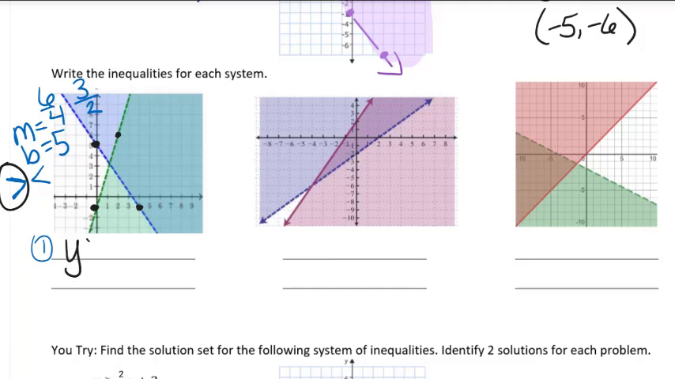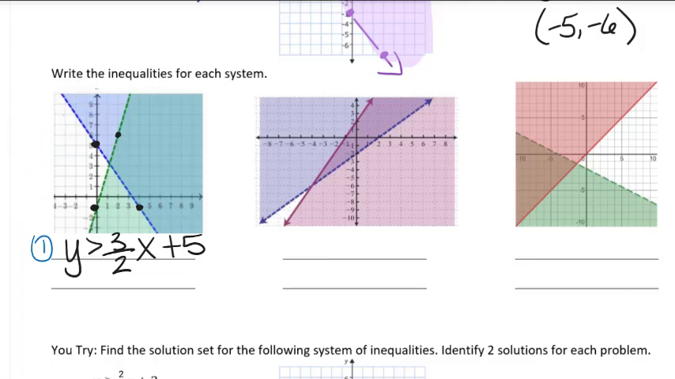Now I need to identify the inequality for the green line. I'm going to go ahead and erase this information. We're going to the green line. And I need to find my slope and my y-intercept. My y-intercept here for the green is -1. And again, I need to count my slope from there, up and over, up straight and then over. 1, 2, 3, 4, 5, 6, 7 over 1, 2.